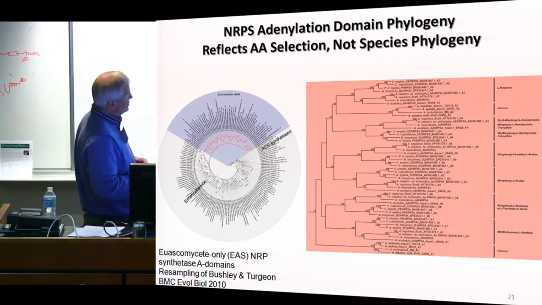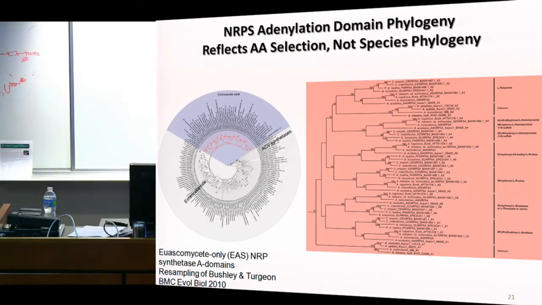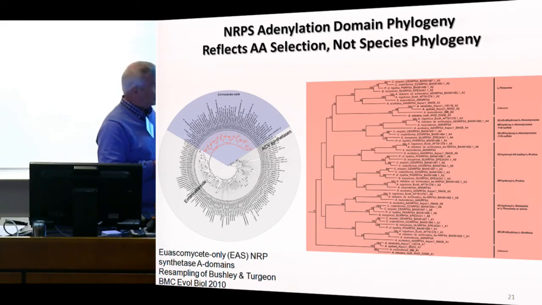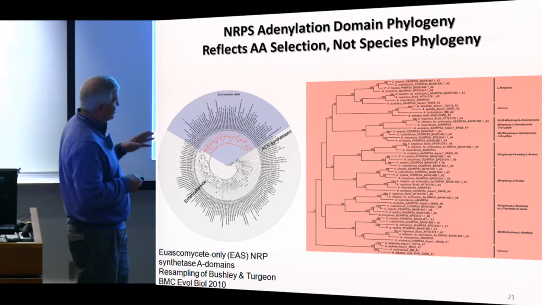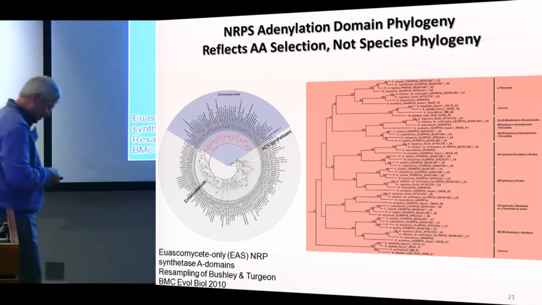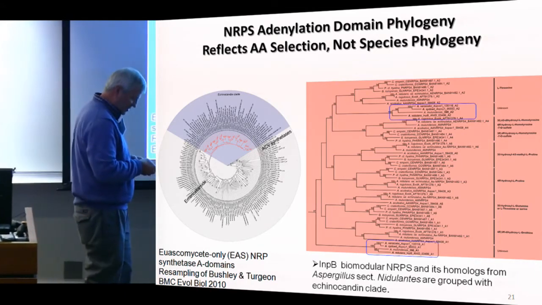But the pneumocandin adenylation domains are monophyletic, beautifully monophyletic. And what's even more striking is that when you look at the tree, it is based on amino acid selectivity. It doesn't go by species or phylogeny of the fungi. All the threonine or serine selecting A domains are clustered together. All the proline selecting A domains are together, on and on down the line. So these things all had a common evolutionary origin.